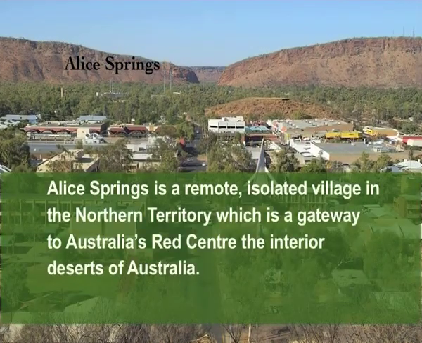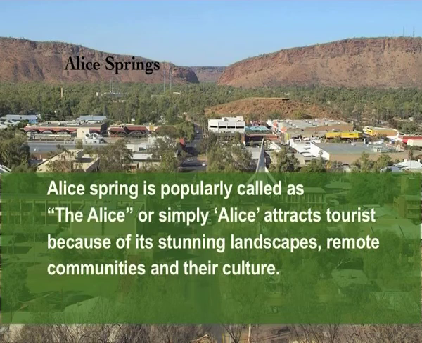Alice Springs is a remote isolated village in the Northern Territory, which is a getaway to Australia's red centre, the interior deserts of Australia. Alice Springs is popularly called the Alice or simply Alice, and attracts tourists because of its stunning landscapes, remote communities and their culture.